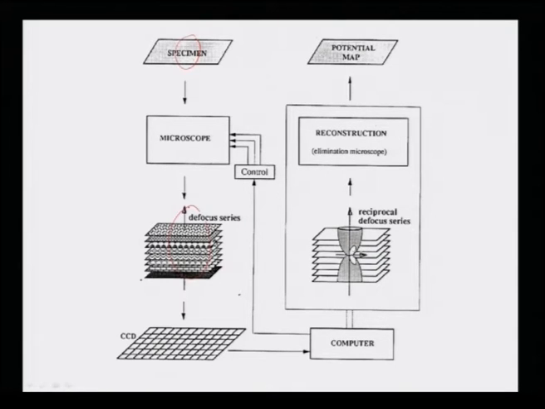Once this image is fed into the computer, it has the software inbuilt, and this software basically runs based on these three principles which I have just now told you, and then reconstructs the original image by comparing with the model available, and finally it gives you a potential map.